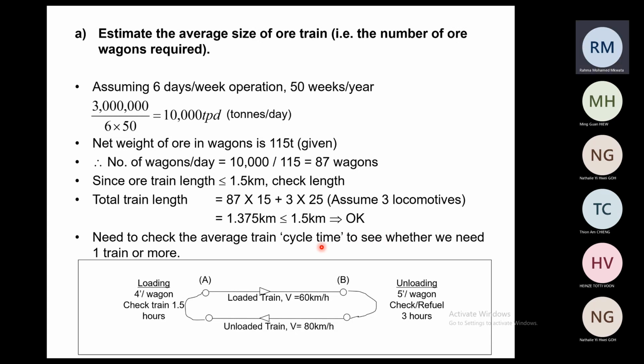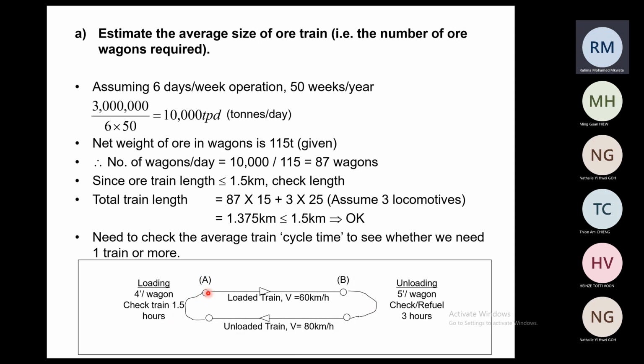If we need 1 train per day or more than 1 train, because at the end of the day, you need to move 10,000 tons of material in 1 day. Okay, every day you need to move 10,000 tons of material. So to check that, I have put the information in this diagram.